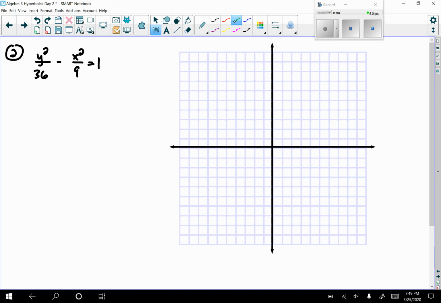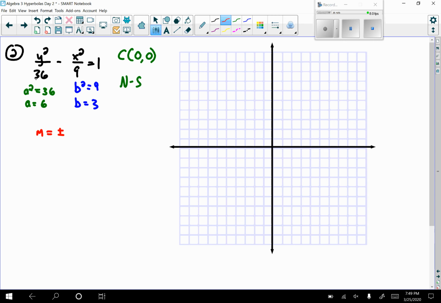All right, so for number 2, again, our center's at 0, 0. Our y squared is now first, so this means we're going to have a north-south facing hyperbola. One's going to open up, the other one's going to open down. Again, a squared is always our first denominator with a hyperbola. So a squared equals 36 means a equals 6. B squared equals 9, so b equals 3. For the slopes of our asymptotes, plus or minus whatever's under y, the square root of that is our rise. The other number, the square root of that, is our run.